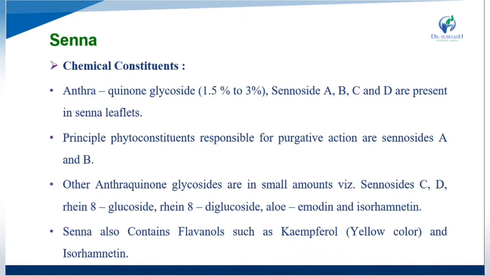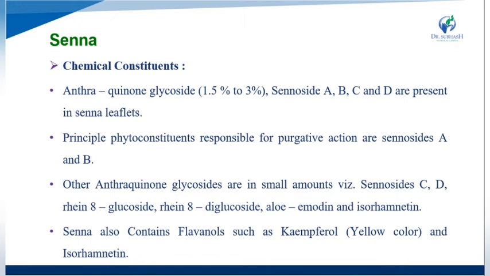Okay, in senna leaf, sennoside A, B, C, D are present. Principally, the phytoconstituents responsible for the purgative action are sennoside A and B. Okay, sennoside A and B are responsible for the purgative action of the leaf.